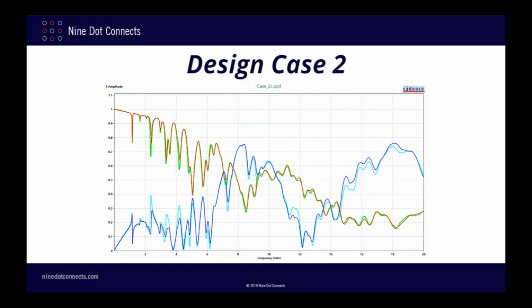This doesn't seem to make much sense. Didn't we provide a better return current path? And thus, shouldn't things have improved with respect to the signal integrity?